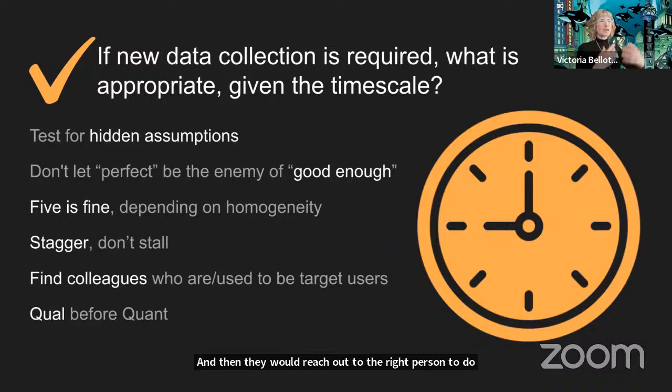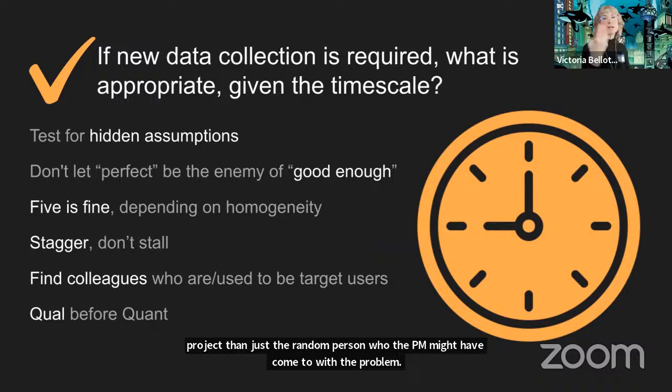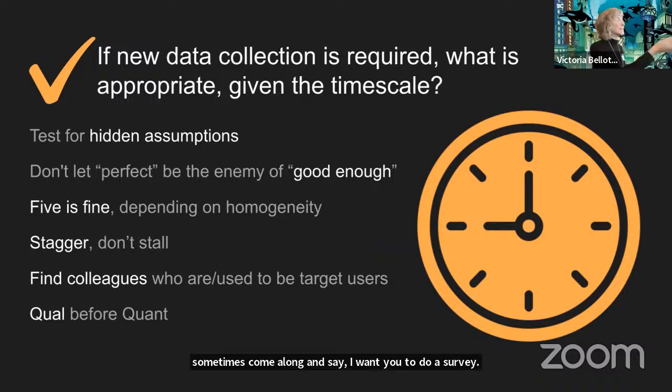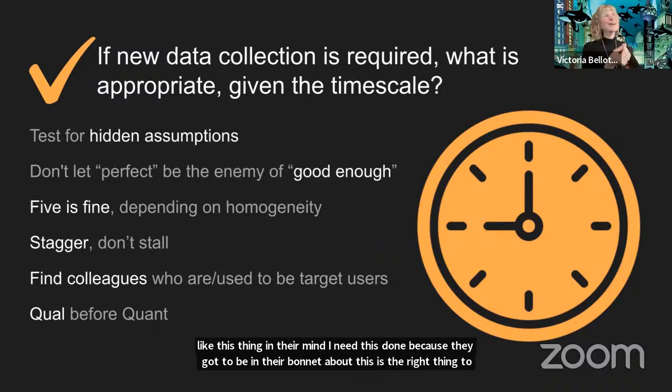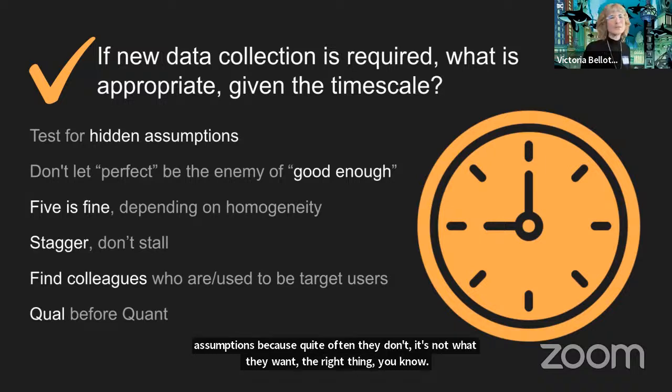And talking of PMs coming with problems, PMs will sometimes come along and say, I want you to do a survey, I need a really big survey. They'll come with this thing in their mind, because they've got a bee in their bonnet about this being the right thing to do. Why do you need a survey? Then you can start pushing on that, testing for hidden assumptions, because quite often it's not what they want. I'll get onto surveys in a bit, and other methods.